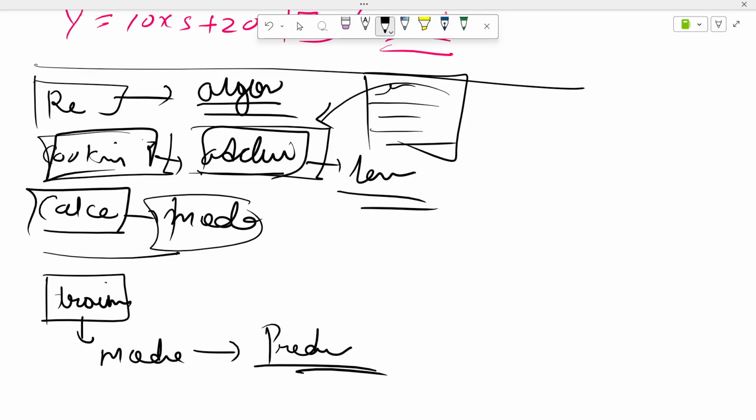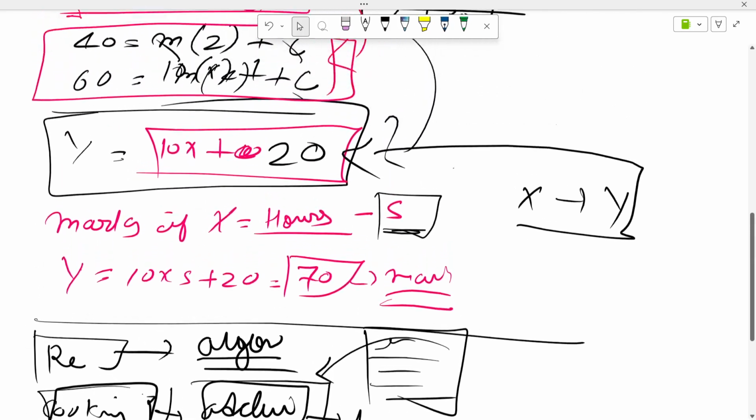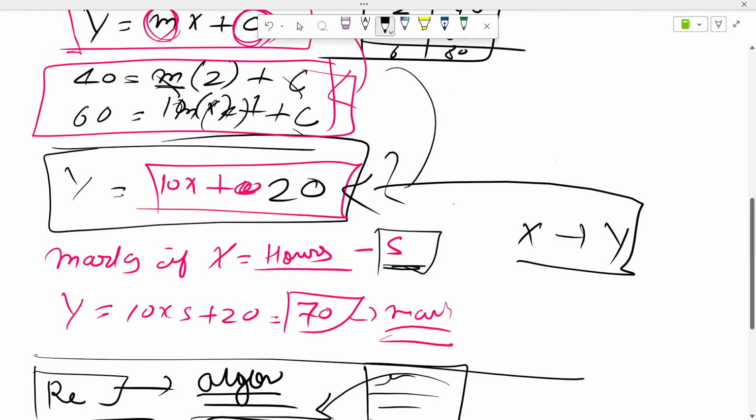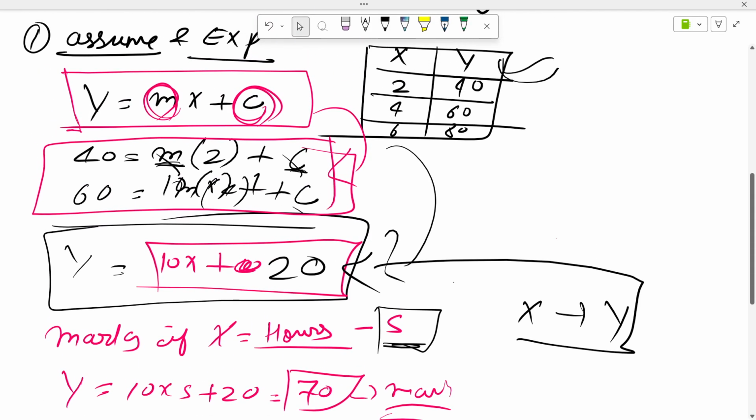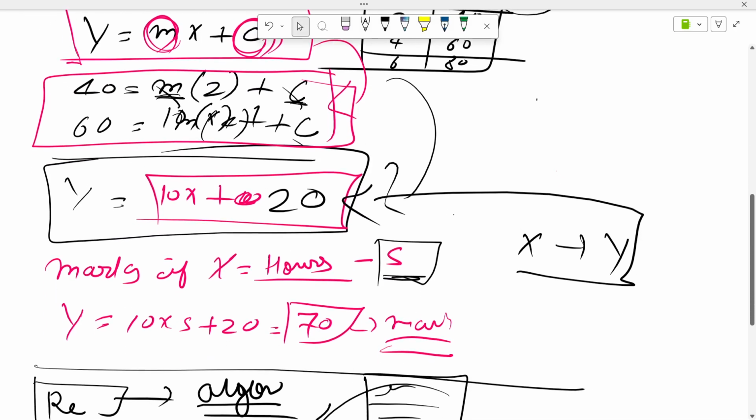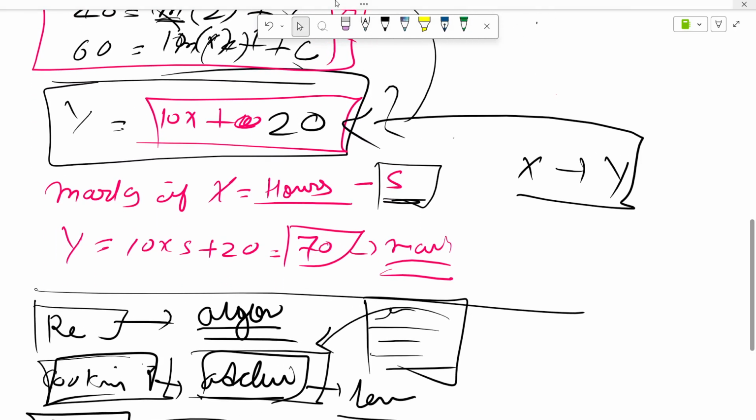Now we will discuss what happens during training. During training, what I did was try to figure out the values of m and c, with the different values already given, with the data already given. I'm trying to figure out the best values of m and c. So this is what happens during training.